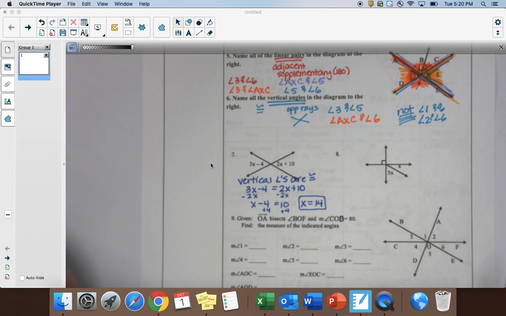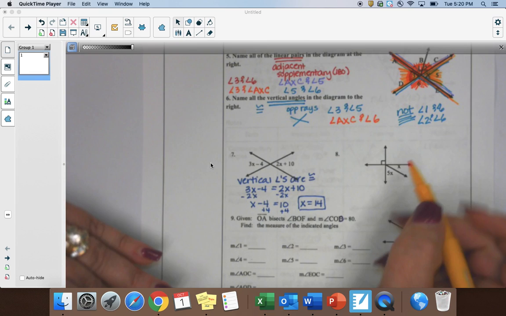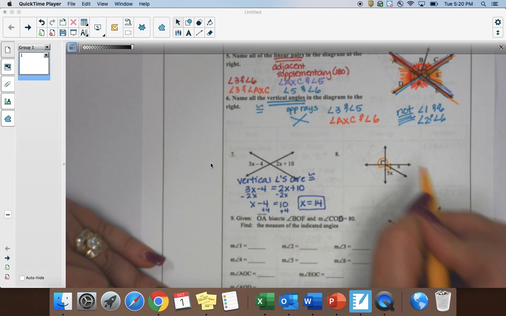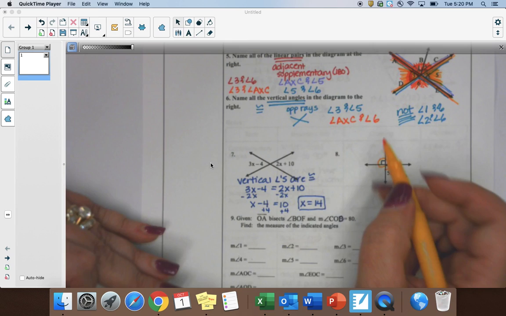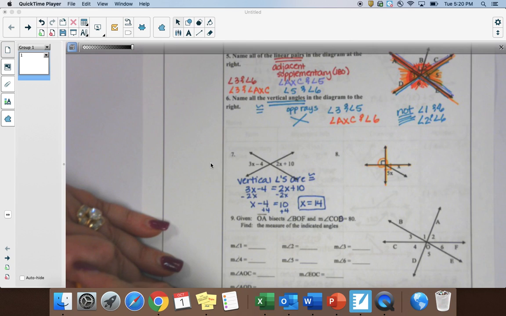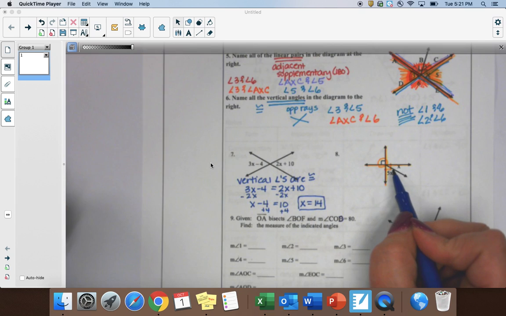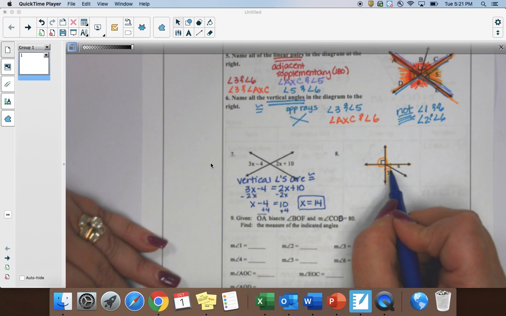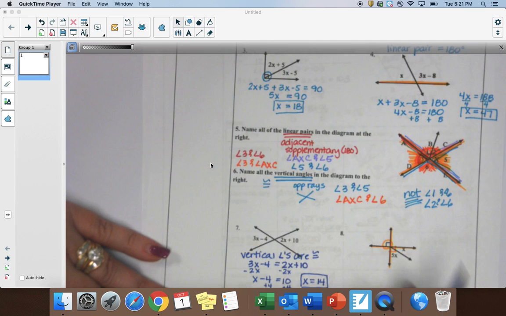Okay, and number 8, we've got a couple of things going on. We have this right angle right here, and if that is a right angle, here's what I know. I know that this is a right angle because those are vertical angles formed by this set of opposite rays and this set of opposite rays. So these two are either going to add up to something or equal each other. In this case, these two angles are going to add to be 90 degrees, just like the one up here that we did with number 3.